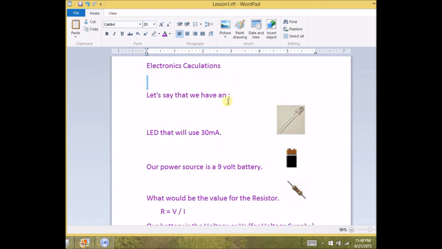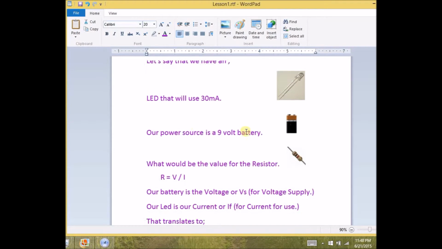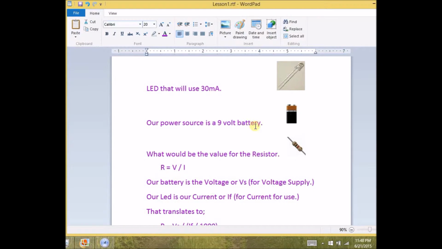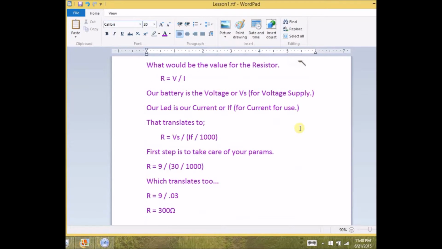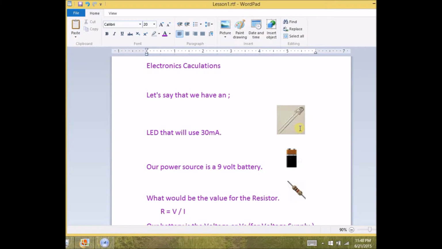So let's say that we have, of course, an LED that uses 30 milliamps. Our power source is a 9-volt battery. What will be the value for the resistor? Well, that's what we will need to find out, and we have calculations to find that out. So we have a formula here for the resistor when we don't have the value for the resistor.